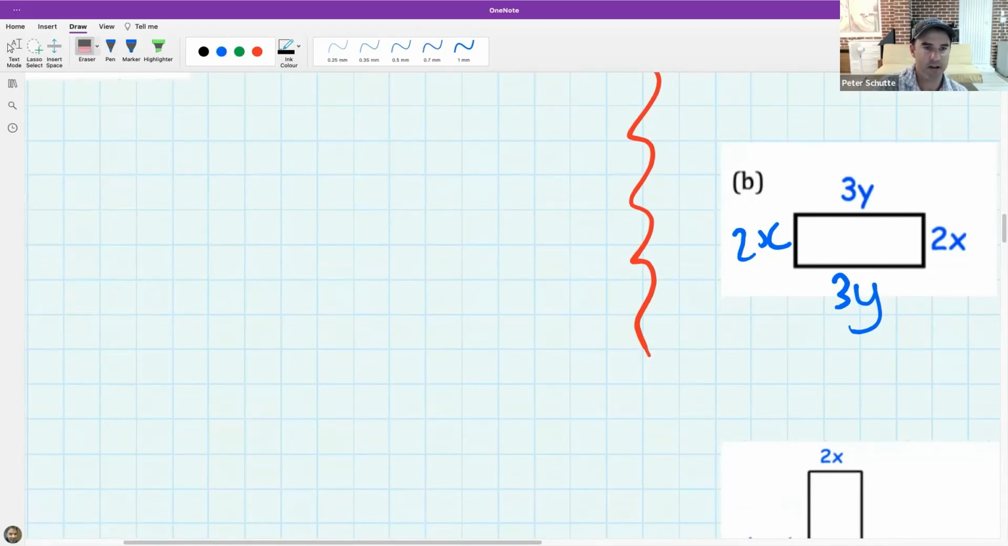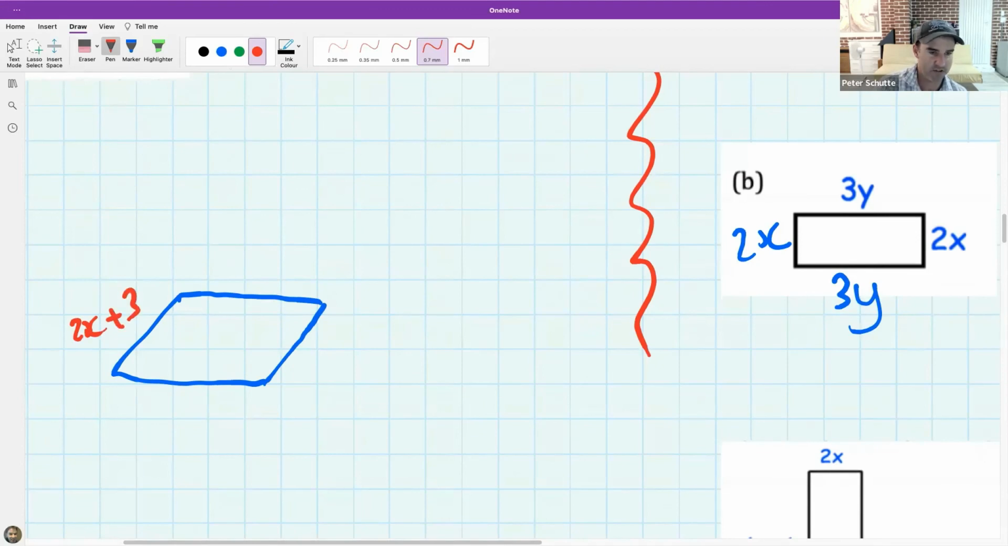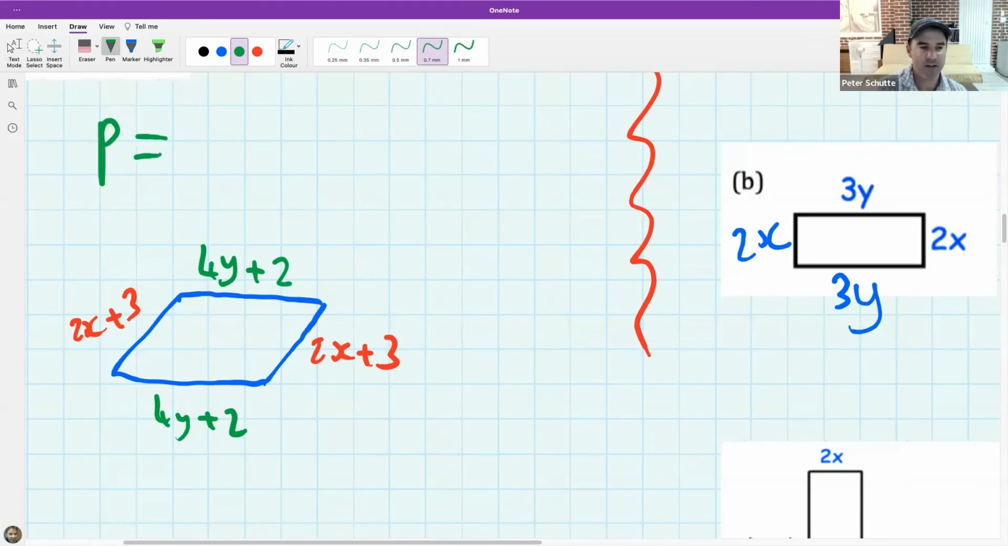I want you to find me the perimeter of this shape. This shape is going to be another parallelogram. On this side, it's going to be 2x plus 3. And on this side, it's going to be 4y plus 2. I want you to finish today by finding me the perimeter of this parallelogram. And the opposite sides in this parallelogram are equal. Okay, over to you guys.